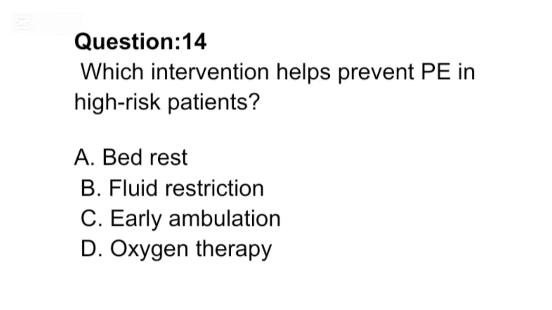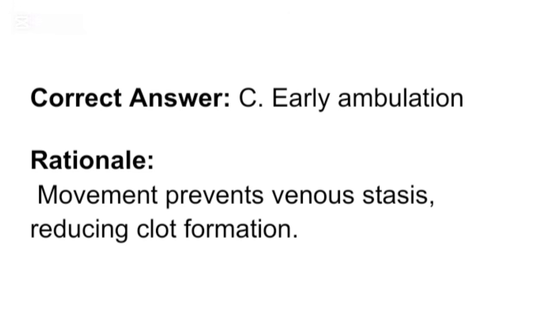Question 14. Which intervention helps prevent PE in high-risk patients? A. Bed rest. B. Fluid restriction. C. Early ambulation. D. Oxygen therapy. Correct answer, C. Early ambulation. Rationale. Movement prevents venous stasis, reducing clot formation.